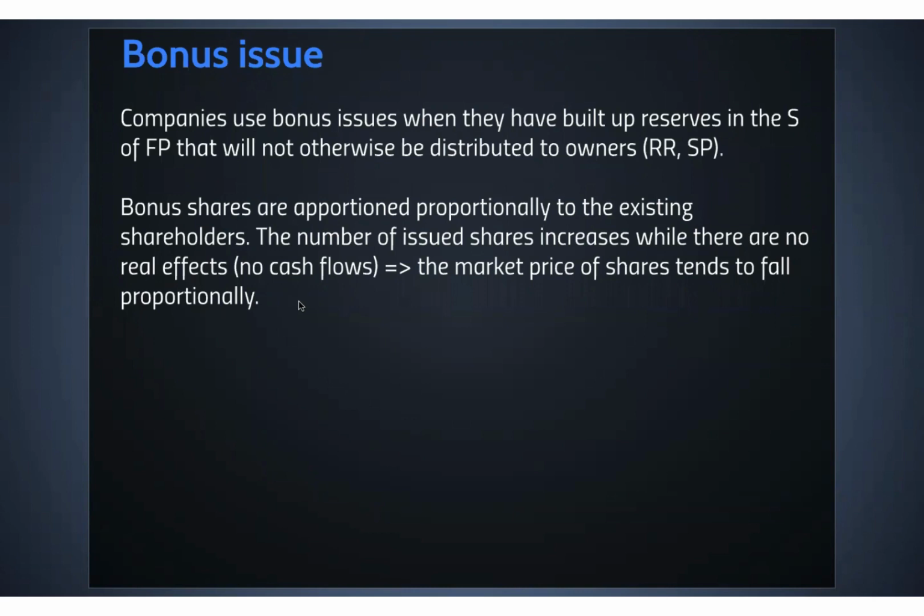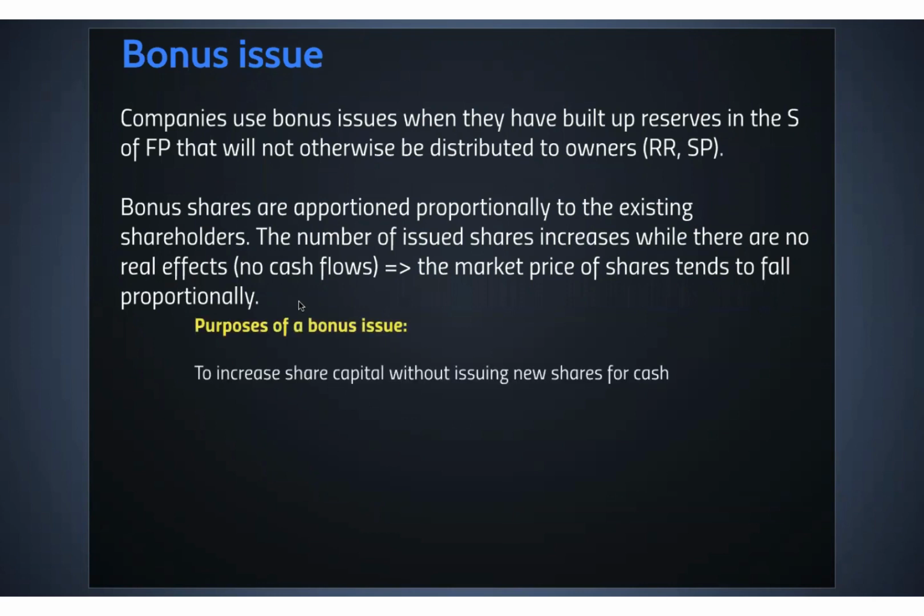So bonus shares are apportioned proportionally to the existing shareholders, and the number of issued shares increases while there is no real effect, no cash flows. So the market price of shares tends to fall proportionally. That is the second purpose of a bonus issue. If the price of the share is very high, for example, as the share price of Google, which is much higher than $1,000, it's almost impossible for the ordinary human being to buy that. So the company can execute a bonus issue in order to increase the number of shares and decrease the market price of the share, because the number of shares increases and the market value of the company stays the same. No cash is associated with that transaction.